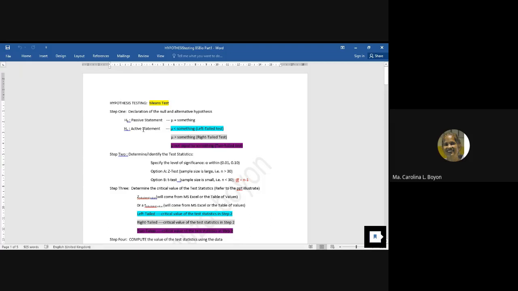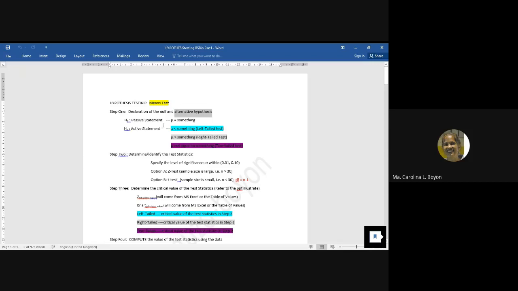So for the hypothesis testing template in this class, we will adopt a five-step process. You can collapse this into four steps, or you can collapse this into three. Okay. But to be very clear about it, we will go for the five-step process. Okay, step one will be the declaration of the null and alternative hypothesis. In the declaration of the hypothesis, which will be the null and the alternative, what you really will have to decide on first will be the alternative hypothesis. This is what you really would like to verify.